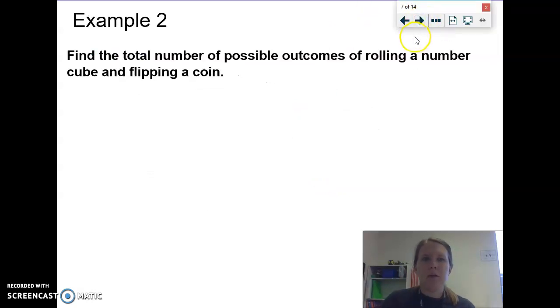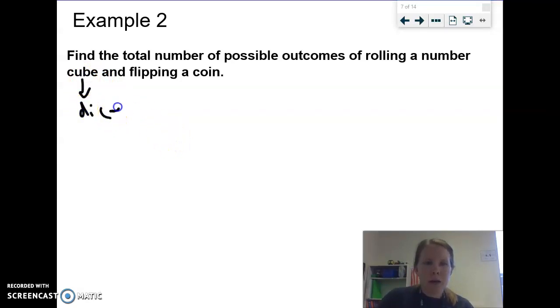We're keeping going. All right, this is where I was telling you about the probability of rolling the dice and flipping a coin. Find the total number of possible outcomes of rolling a number cube, remember, that's a dice, and flipping a coin.